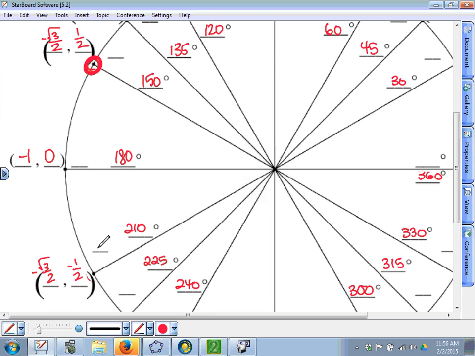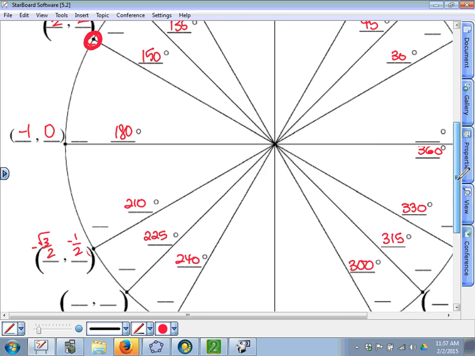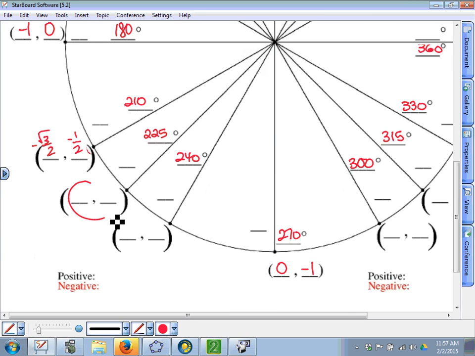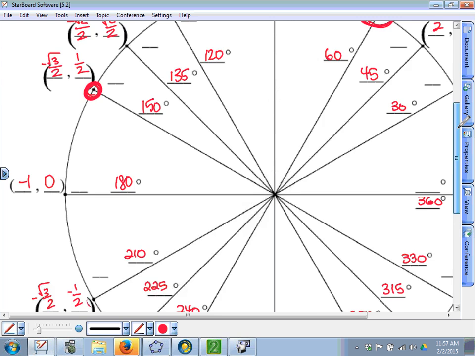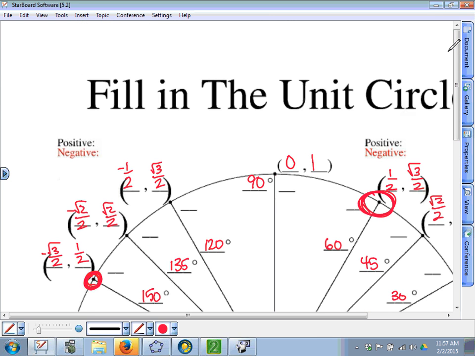Now I need you guys to look at me for a second. Stop writing, look at me. Part of your homework, just because of lack of time, I want you to fill in the rest of these, okay? You guys following? We don't have time to do that right now. I want you to fill in the rest of those because we got to move on to something real quick.